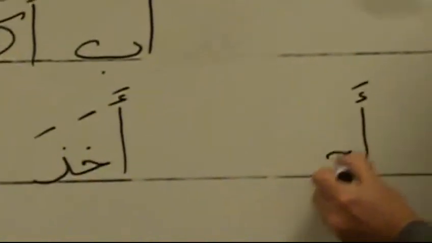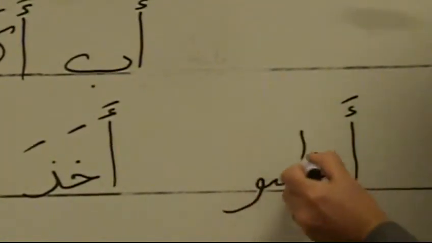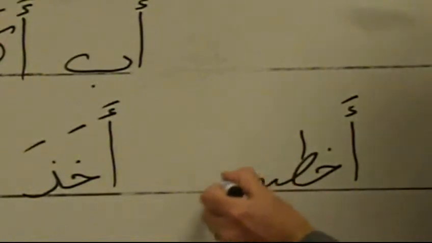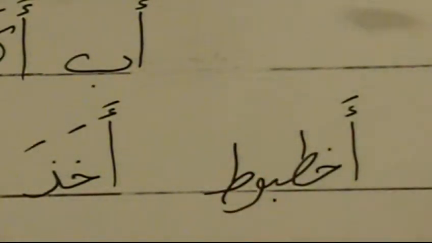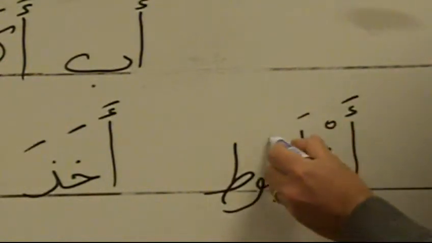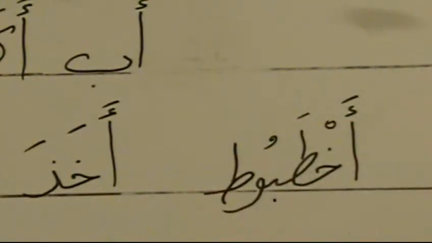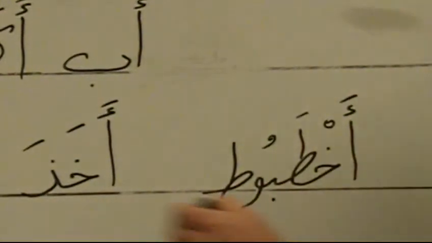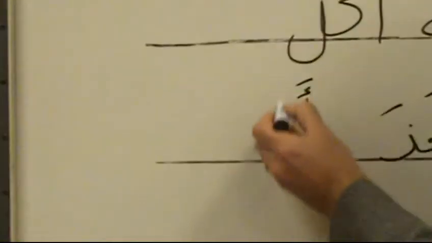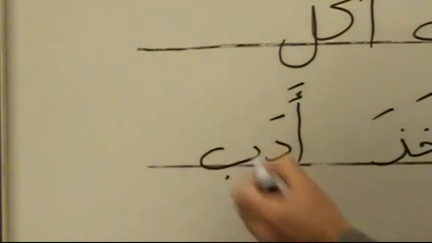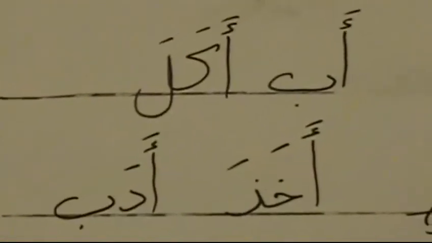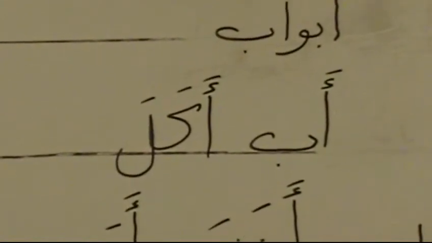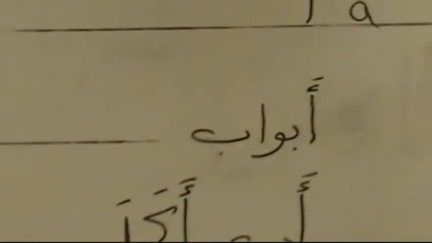Now this is a word that you like. Akhtabut. So now it's probably the longest word that you've learned. It means octopus. Adab. That's literature. So this is the Hamza when it comes with the fatha on top. A, abwab, ab, akala, akhtabut, akhada, adab.